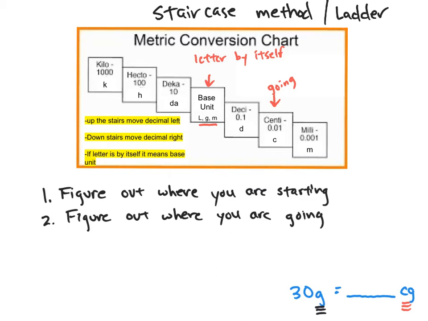So I have to convert 30 grams to centigrams. I'm starting at the base unit, so this is my starting point. This is my finishing point. Step 3: count the number of steps to get there.